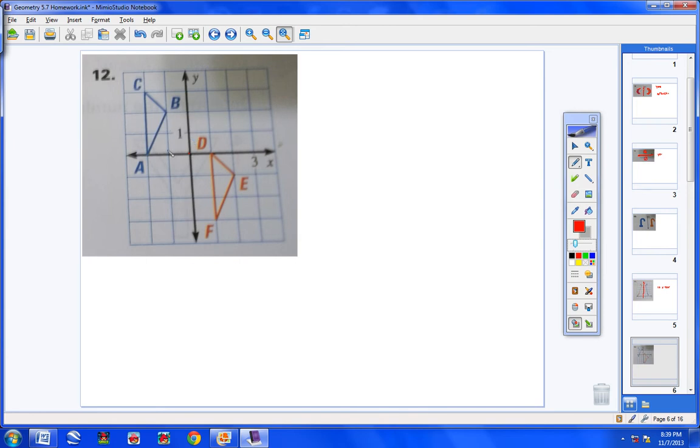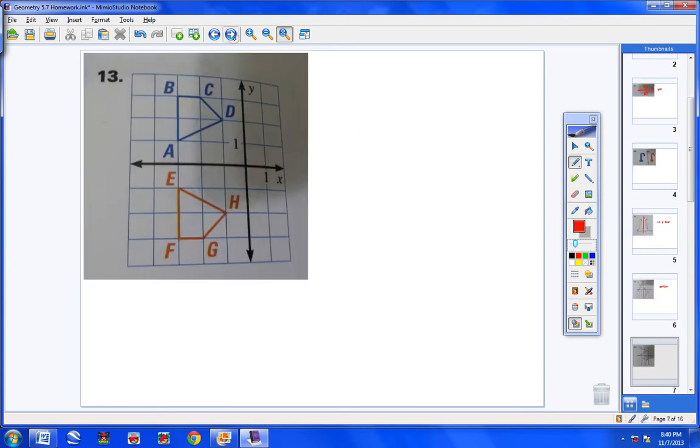So no, this red triangle is not a reflection in the x-axis or in the y-axis, either one. So the answer is neither. We do not have a reflection in the x-axis, and we do not have a reflection in the y-axis.